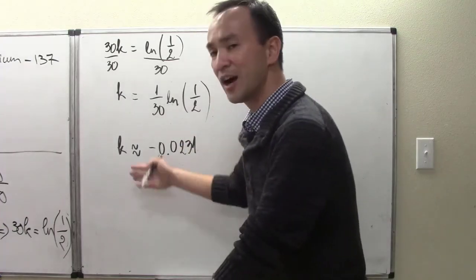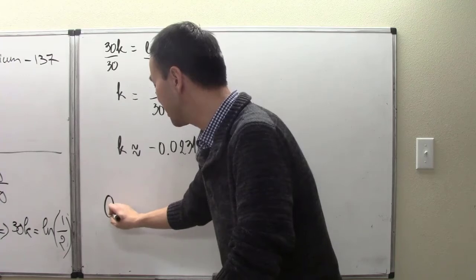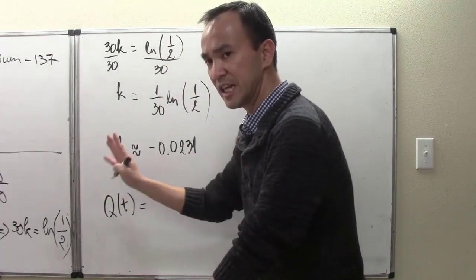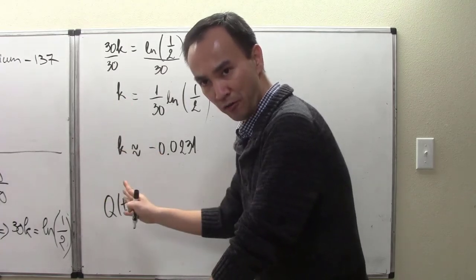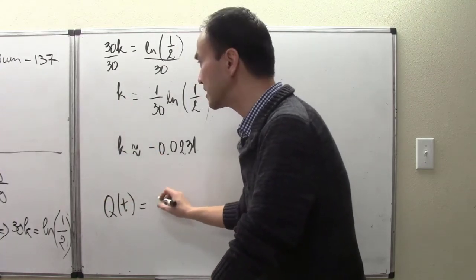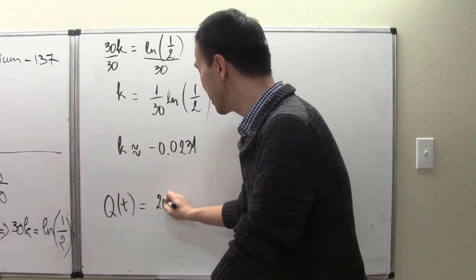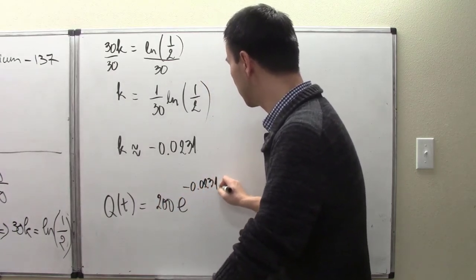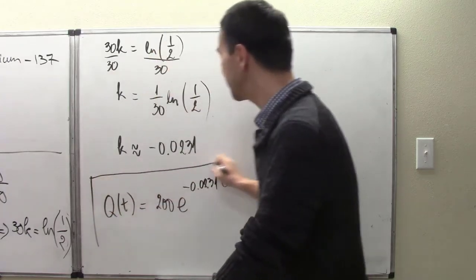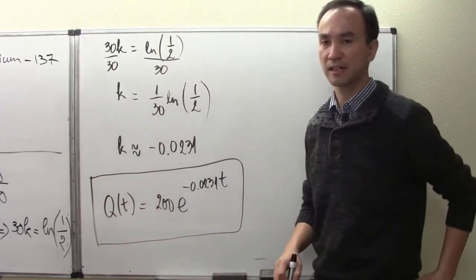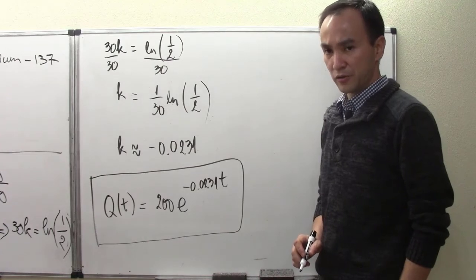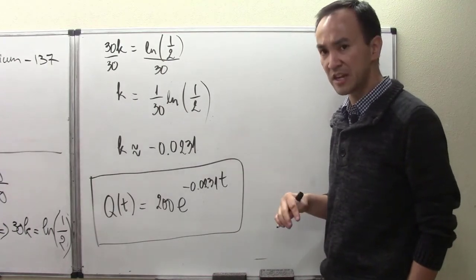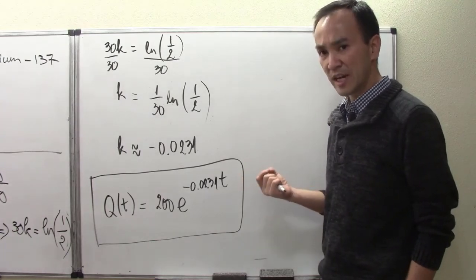All right, so now we are done and we have completed our modeling function right here. Q of t as a continuous decay model: 200 initially times e to the minus 0.0231 t. That completes our function that models the amount of cesium-137 in t years. So we've learned a little experience right here.